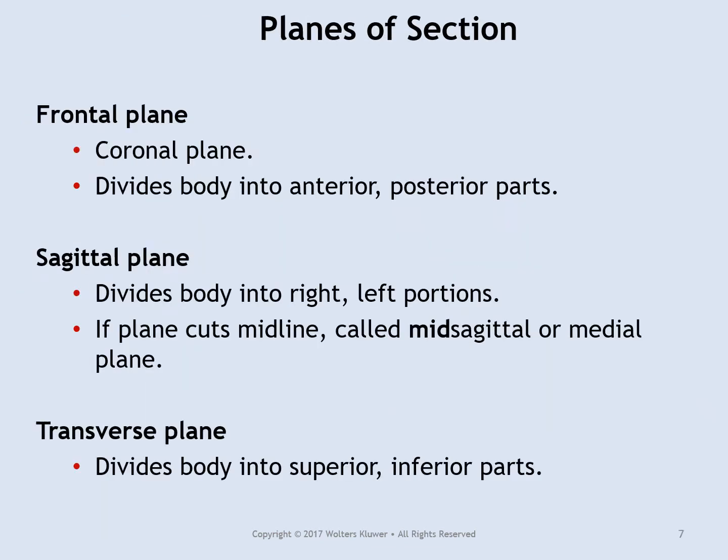So we have three planes we'll be looking at. There's a frontal plane or coronal, which divides the body into anterior and posterior parts, or front and back. The sagittal plane divides the body into right and left. If it's directly through the midline, it is a mid-sagittal or medial plane. And the transverse plane goes through the body and divides it into the superior or upper and inferior parts.